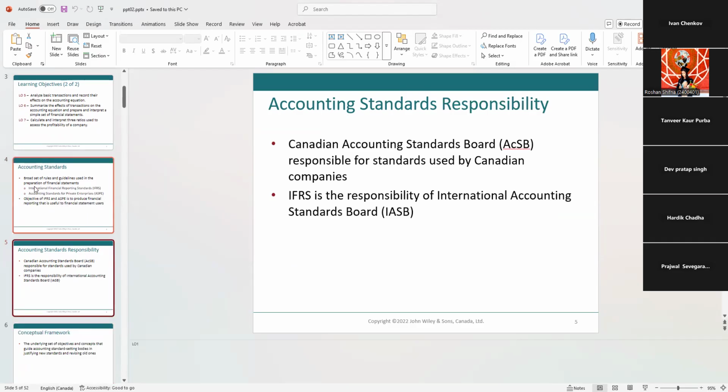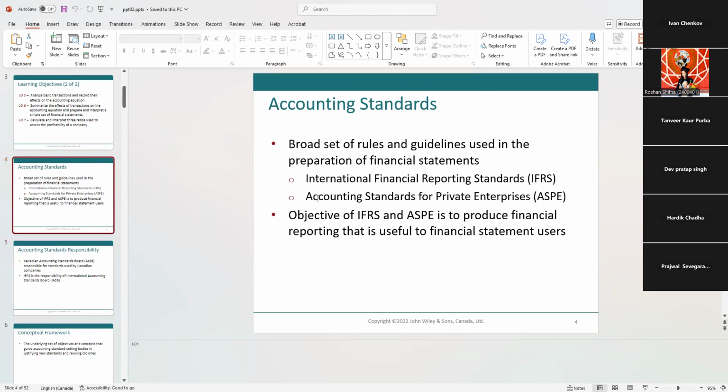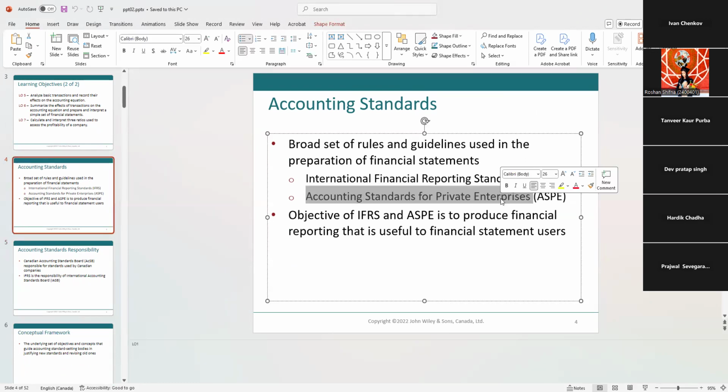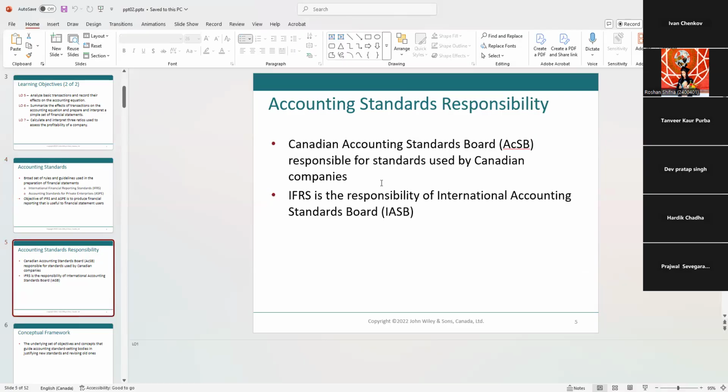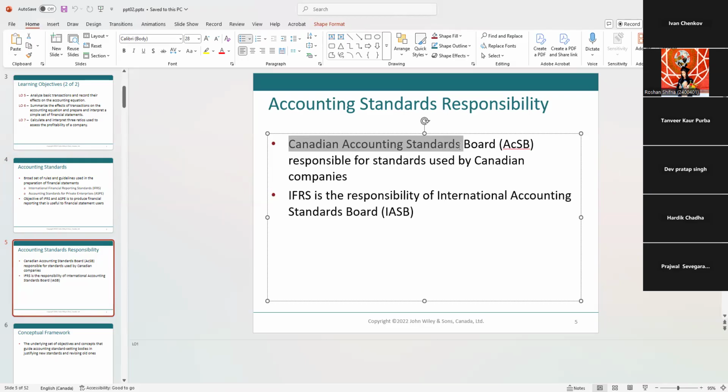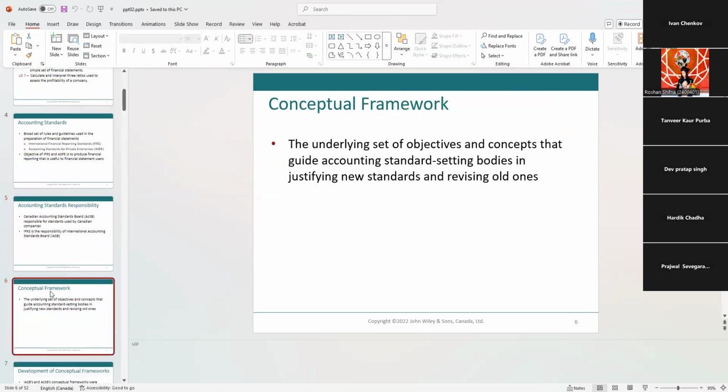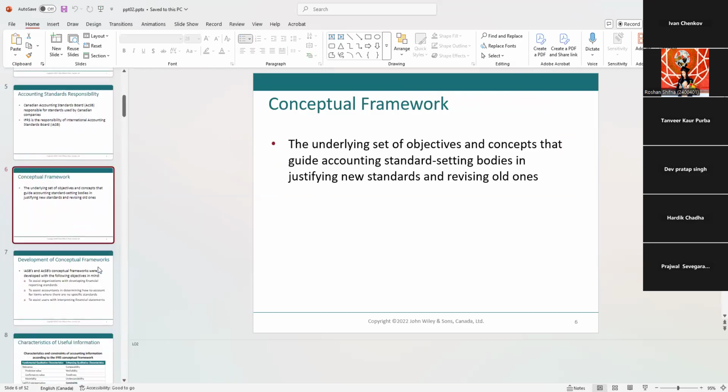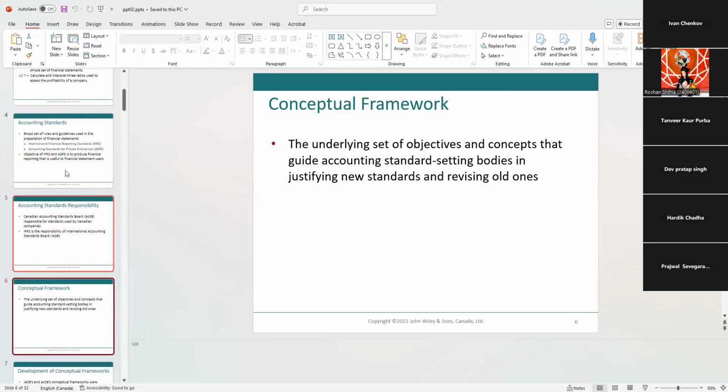International Accounting Standard Board. The standards related to local standards for private enterprises are set up by the local standard setters, which is the Canadian Accounting Standard Board. Now, the Canadian Accounting Standard Board tells which company which standards to use. And they're divided. Publicly traded companies have to use International Financial Reporting Standards, whereas private companies can use accounting standards for private enterprises.